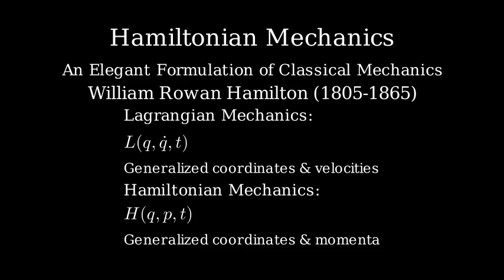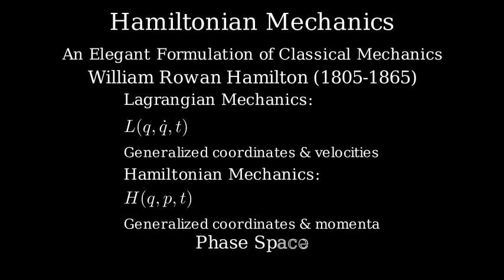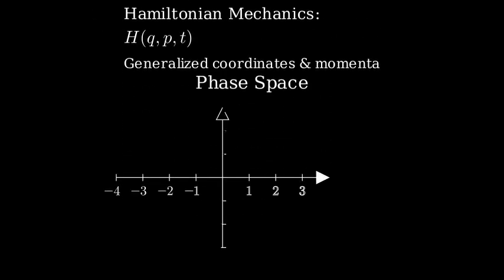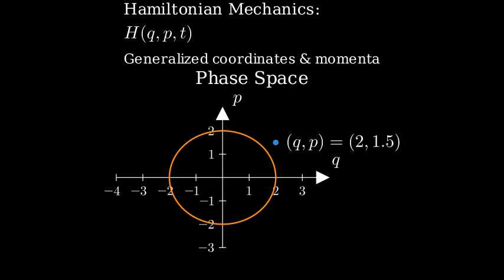The foundation of Hamiltonian mechanics is the concept of phase space. In phase space, we represent the state of a system using both position coordinates, usually denoted by q, and momentum coordinates, denoted by p. For example, for a simple one-dimensional system like a particle moving along a line, the phase space would be two-dimensional, with one axis for position and one for momentum.